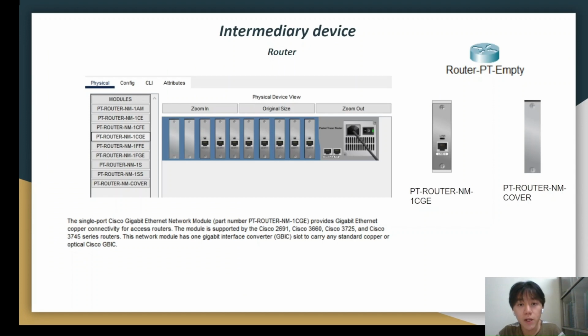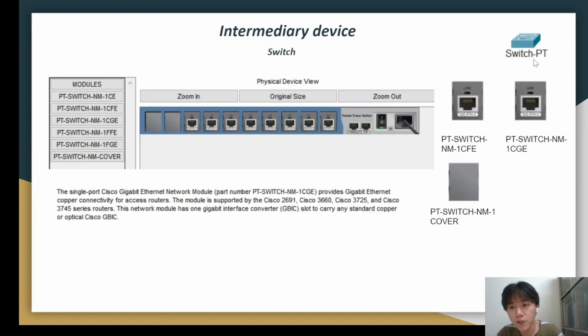For the intermediate device, the router, we are using the PT-Router-NM-Empty because it provides more flexibility to manually insert the ports we want. For the ports, we are using the PT-Router-NM-1CGE because it provides Gigabit Ethernet connectivity. It is faster, and it interconnects location A and location B with faster connectivity. We also use the PT-Router-NM-Cover to protect the internal components. For the switch, we are also using a PT switch with several ports.